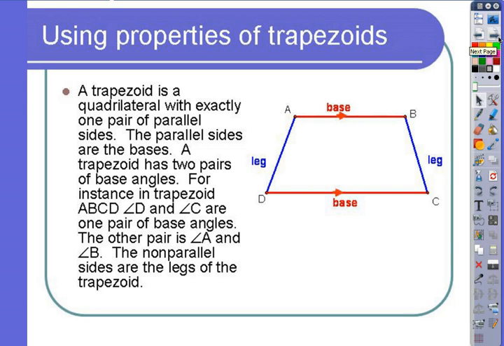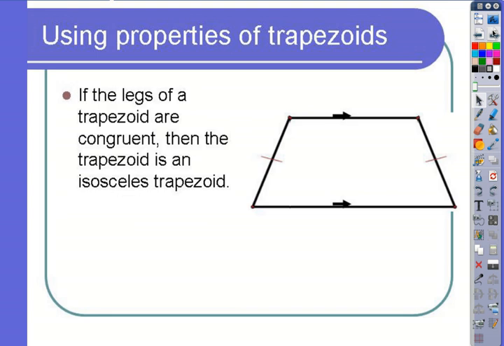What's the sum of the interior angles of a trapezoid? 360, just like any quadrilateral, right? If the legs of a trapezoid are congruent, then the trapezoid is an isosceles trapezoid. Now, what does that sound like? That looks really similar to something else we dealt with. Yeah, an isosceles triangle, right?